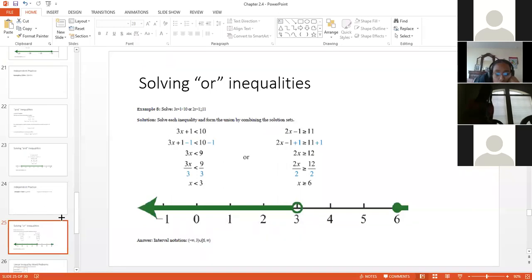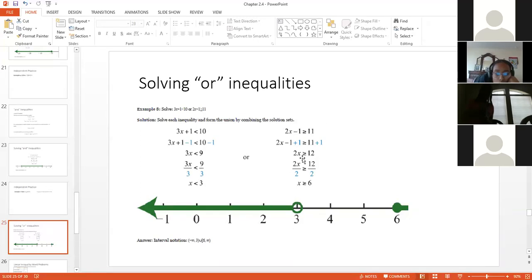Okay, solving OR inequalities. So we solved an AND inequality earlier. I have an OR inequality. This example: solve 3x plus 1 is less than 10, or 2x minus 1 is greater than or equal to 11. So these are already decomposed, so you can just solve them the way that they are. Just solve the left one first and the right one next, or the right one first, but it doesn't matter. Just solve each of them separately.